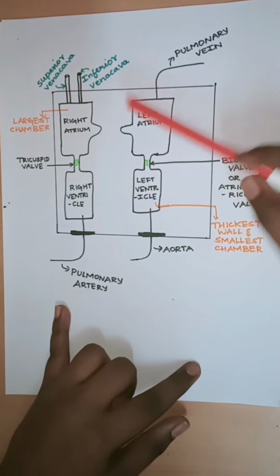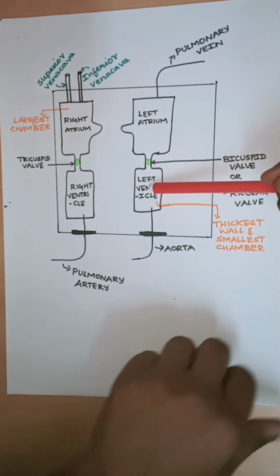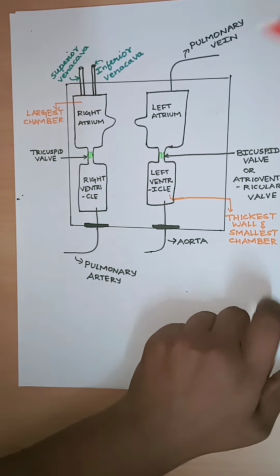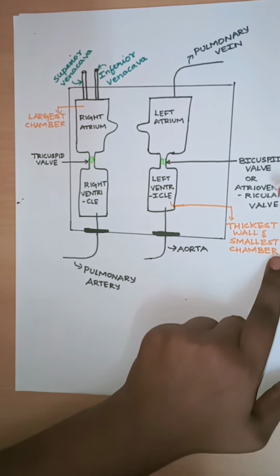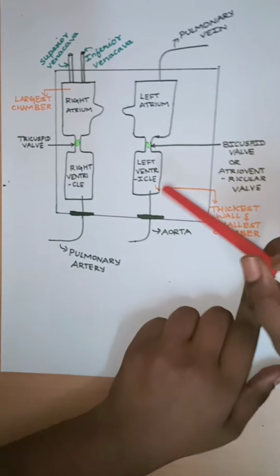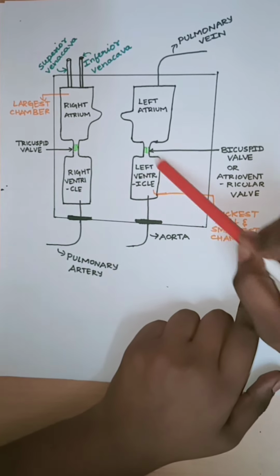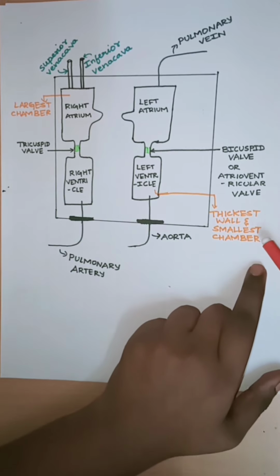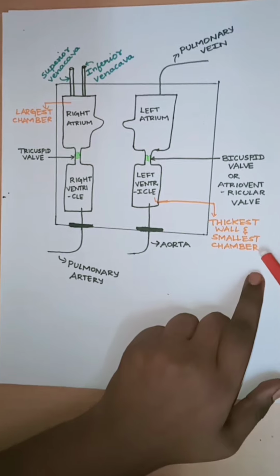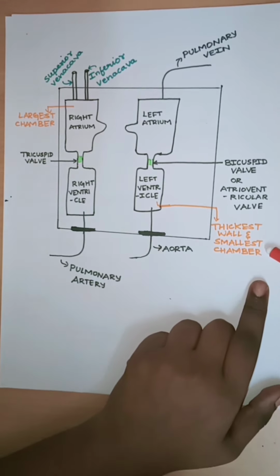From the pulmonary vein, the blood enters the left atrium, and from the left atrium, it enters the left ventricle through the bicuspid valve. This bicuspid valve is otherwise known as the mitral valve or auriculoventricular valve. And this left ventricle is the thickest wall and smallest chamber. This is often asked in any question. Please do remember, left ventricle is the thickest wall and smallest chamber.